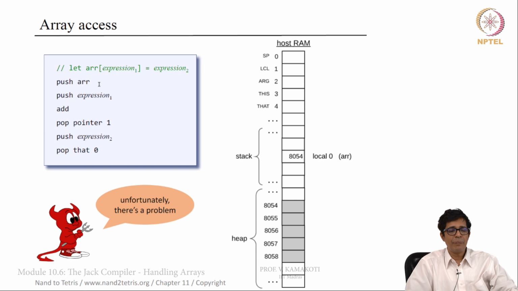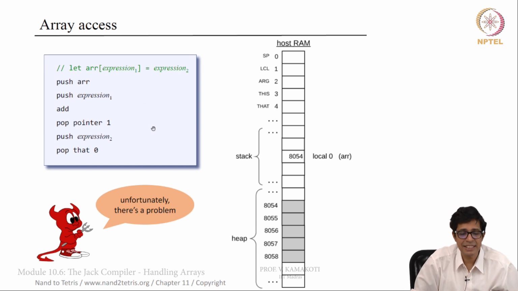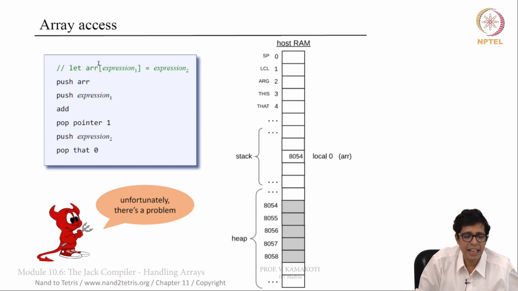Now when we do this, there is an issue. Let ARR of expression 1 be equal to expression 2. Suppose I say push ARR, push expression 1. What will push expression 1 do? It will evaluate something, and if I compile the expression, that code will evaluate that expression. For example, ARR of ARR of 5 plus 6 will become ARR of 11, so 11 will be there.